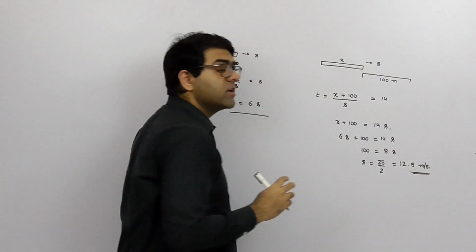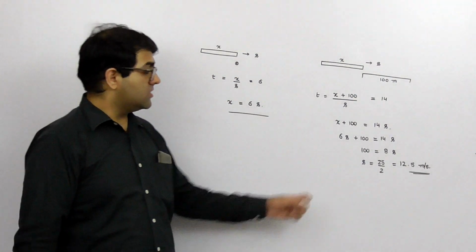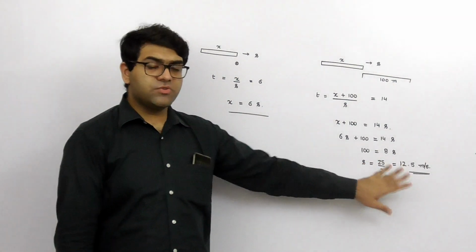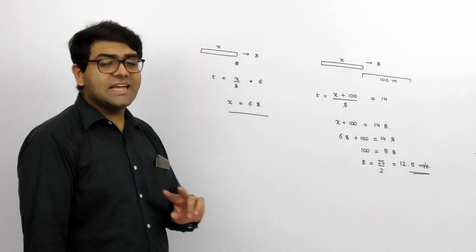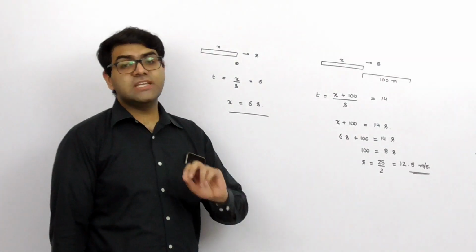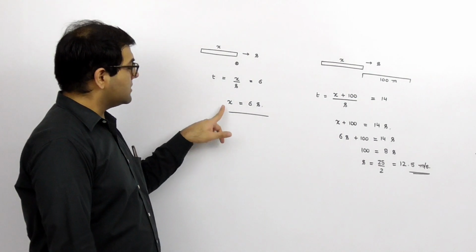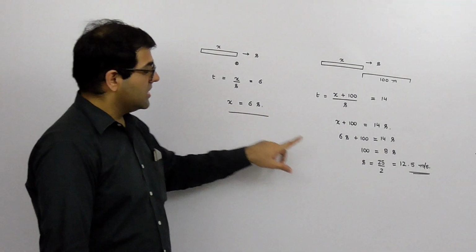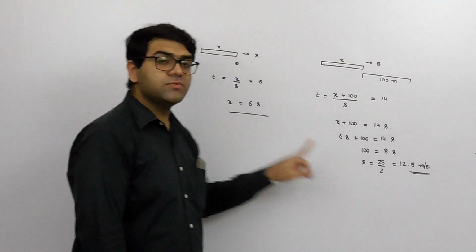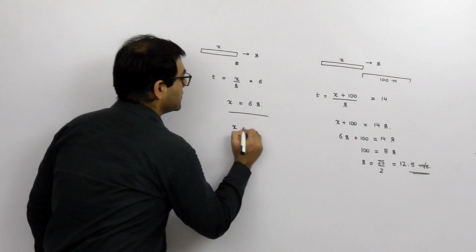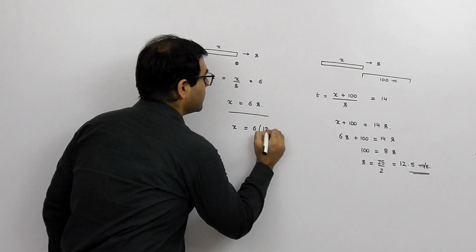My question wanted me to find two things. Number one, the speed of the train, that I found out to be 12.5 meters per second. The second thing that we were required to find was the length of the train. Well, I can determine that using the expression x is equal to 6s. If s is equal to 12.5, then the length of the train x can be determined as 6 times 12.5.